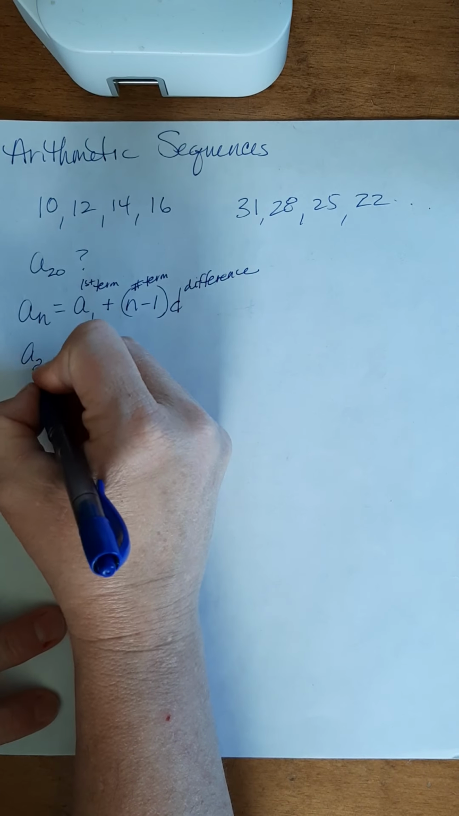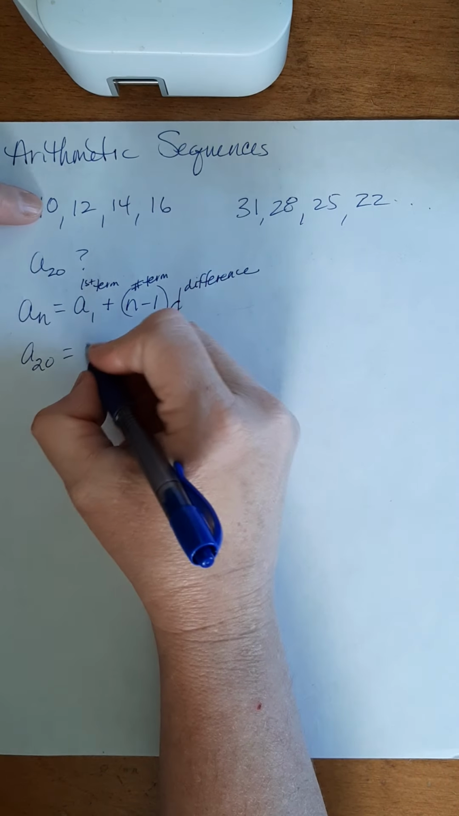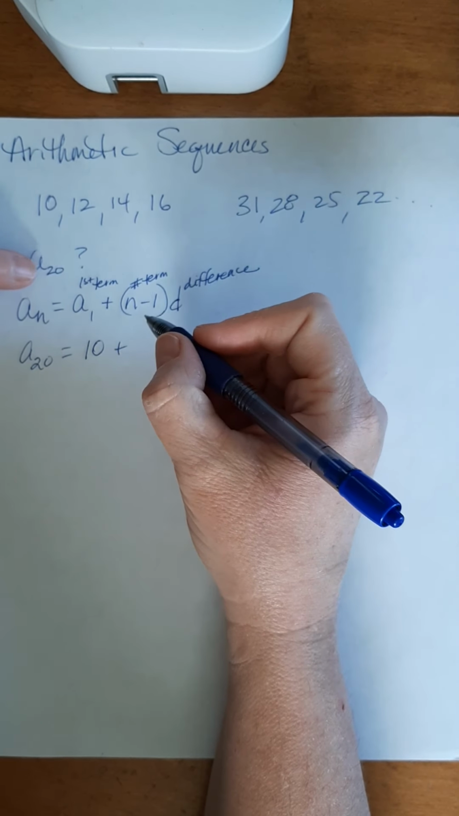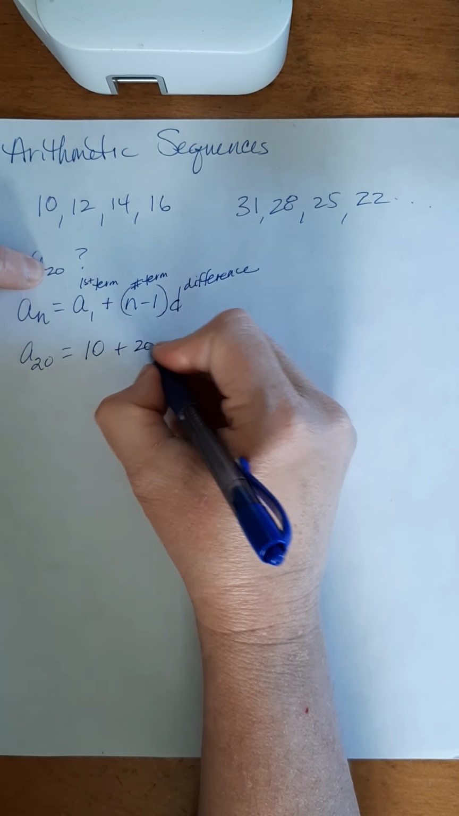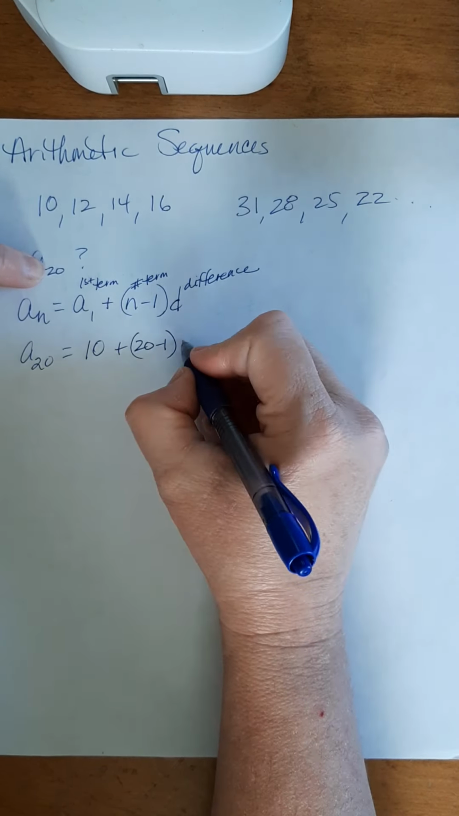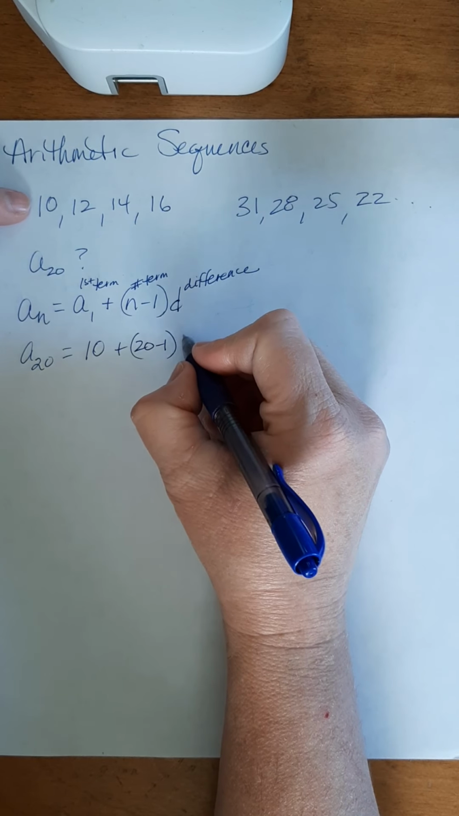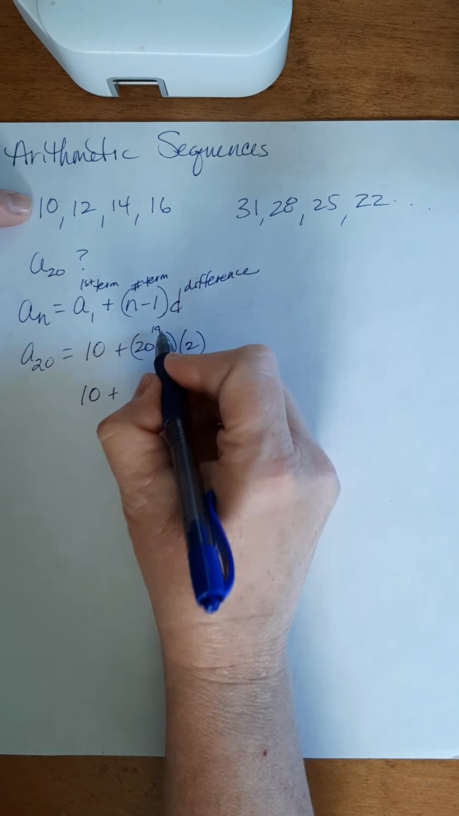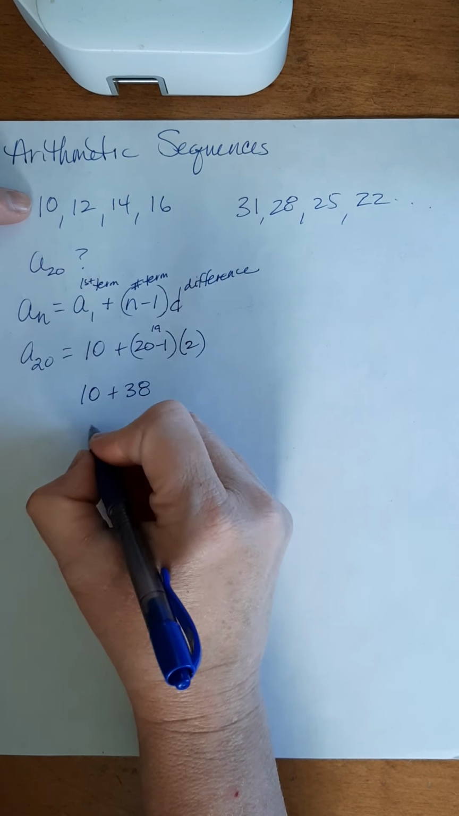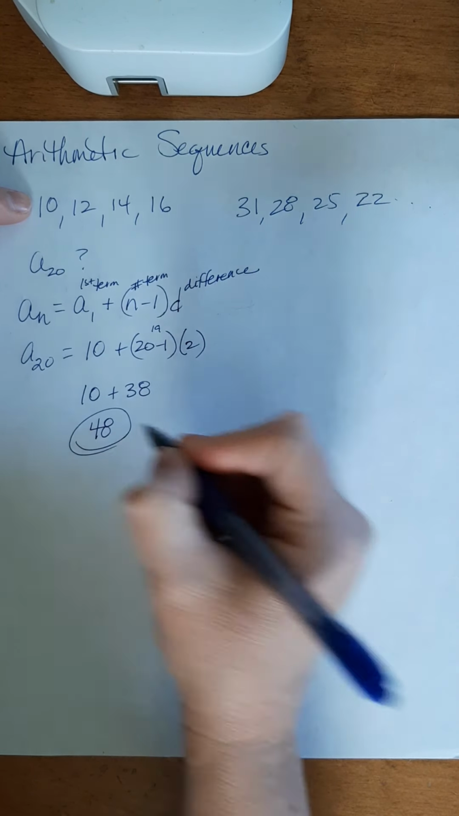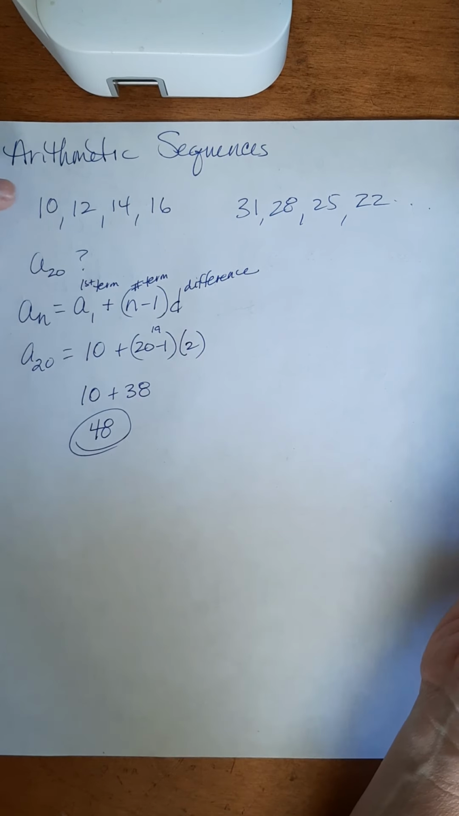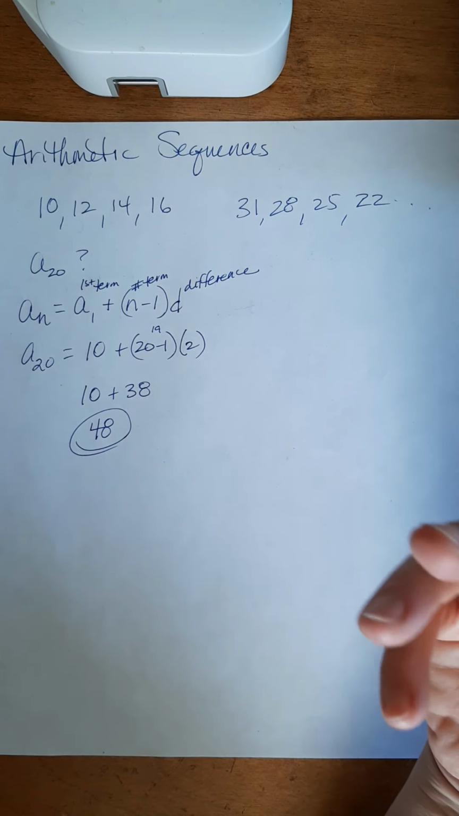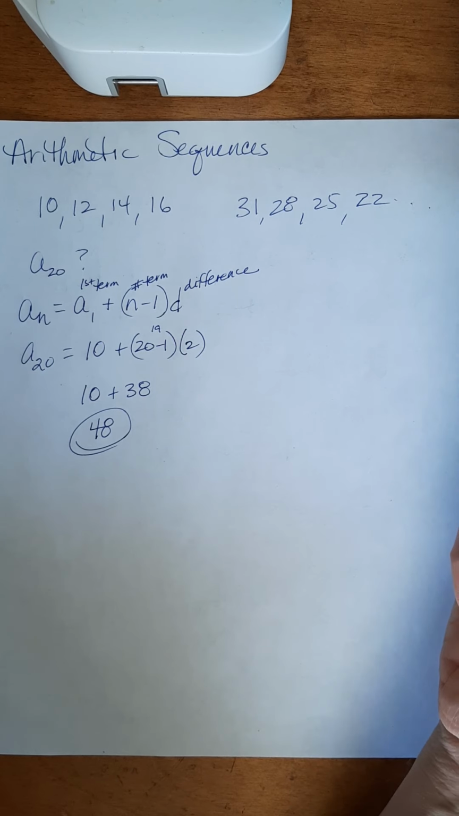So if I wanted to find the 20th term, first term plus 20 minus 1 times the difference, which we know is 2. So 10 plus 19 times 2, 38, 48. So that's the good thing. You can find whatever term in the sequence.